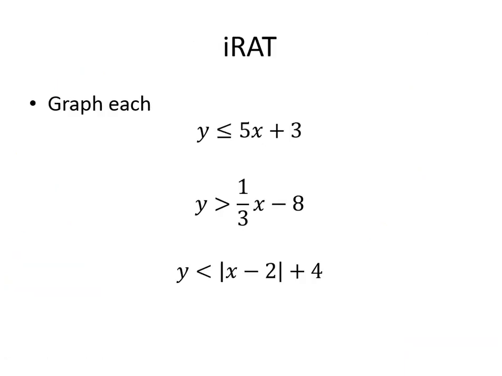All right, for your IRAT, you're going to have to graph these three functions. The first two are linear functions, and the last one is an absolute value. So make sure you identify if it's a dotted or solid line, and make sure you get your shading down.